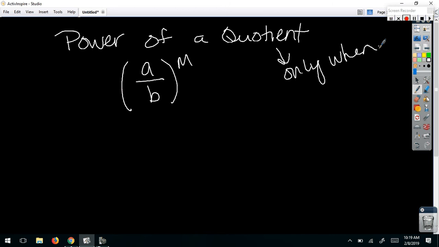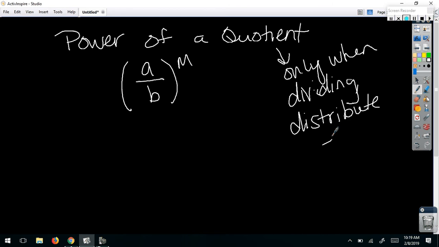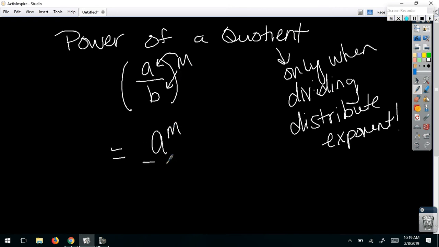And we learned yesterday also when you're multiplying. So when you're multiplying or dividing, I saw that, Zaya. Only when dividing, distribute the exponent. And I keep saying only when, because if you're adding or subtracting inside those parentheses, it doesn't work. Okay? You can't just distribute exponents. But multiplying or dividing inside, and you can. Okay? So this becomes A to the M over B to the M.